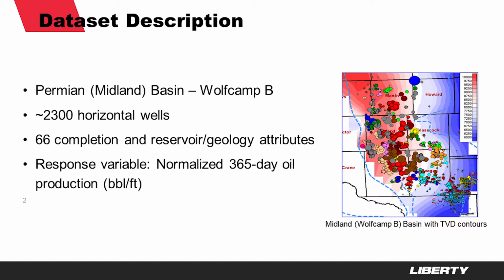You see a map on the right showing bubble size as the 1 year oil production of each of these wells, and the background is a TVD contour. In our statistical model, we used a total of 66 completion and reservoir geology parameters, and our response variable is the normalized 1 year oil production.